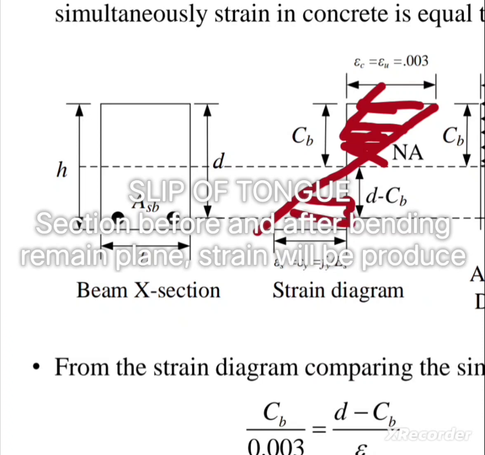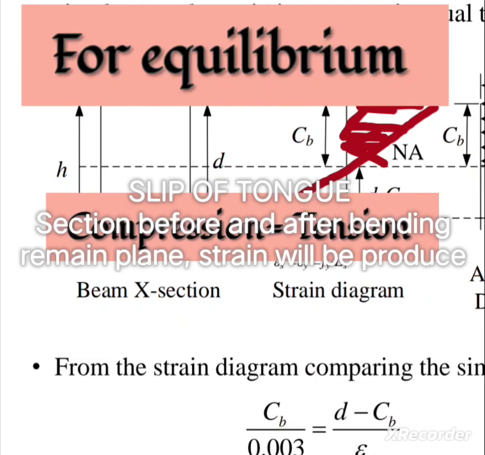Why is this tension produced? Since concrete has the capacity of compressive strength, tension is produced due to the tensile force, or the tensile capacity, of steel. All the compression is taken by concrete and all the tension is taken by steel. If the beam is in equilibrium, this compression and tension will be equal, or the summation of both compression and tension will be equal to zero.